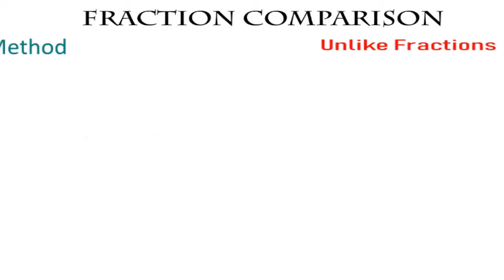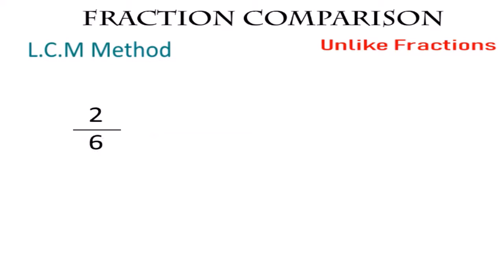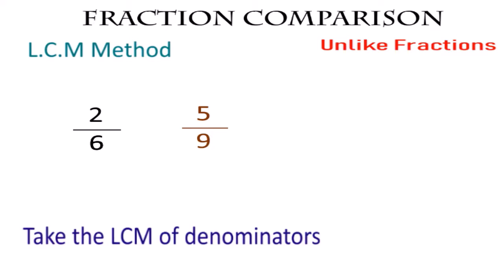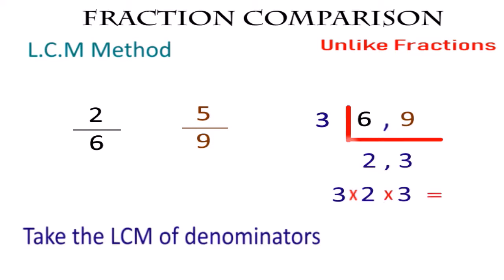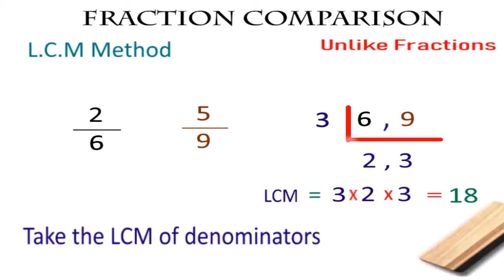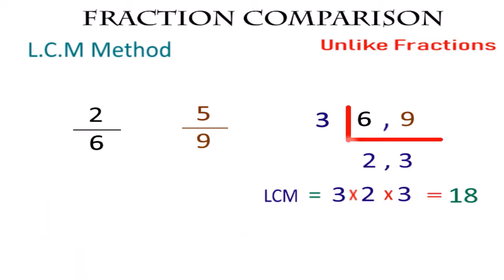Fraction comparison using the LCM method. Take two fractions, 2 by 6 and 5 by 9. Take the LCM of the denominators. Here the common factor is 3. So the LCM is 18. Make this LCM 18 the denominator for both fractions.